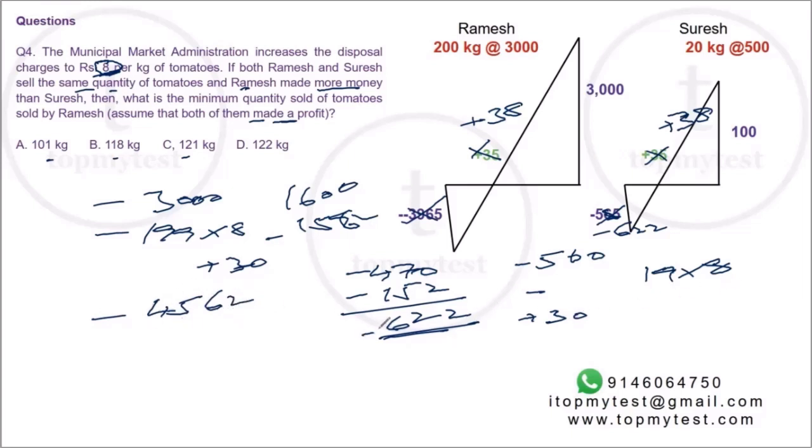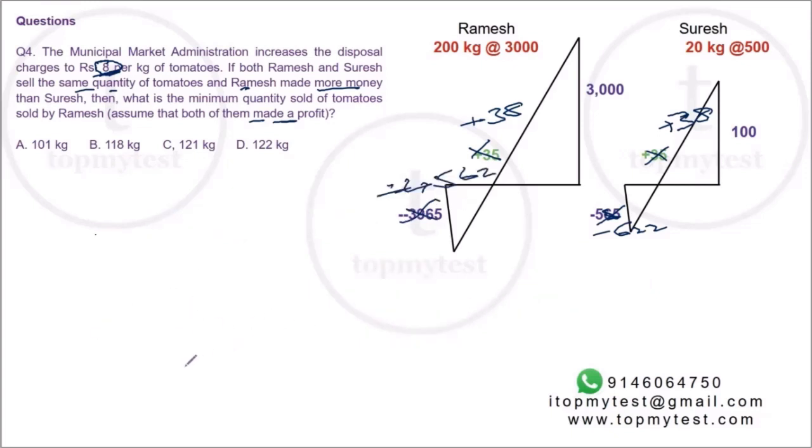So his loss will start from 4562. Suresh's loss is going to start from 622. Okay, so I know this is 4562, this is 622. Now we have the options 101, 118, 121, 122. Let's see what happens at 100 kilos. At 100 kilos, he will make 5 into 100, that's 500 rupees. Then he'll suffer a loss of 622. So he makes minus 122. But this scenario cannot be the case because both of them have to make a profit. So this is out.